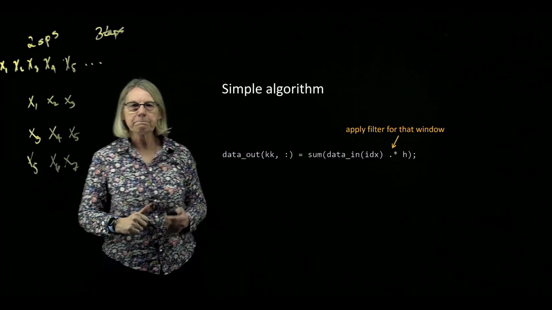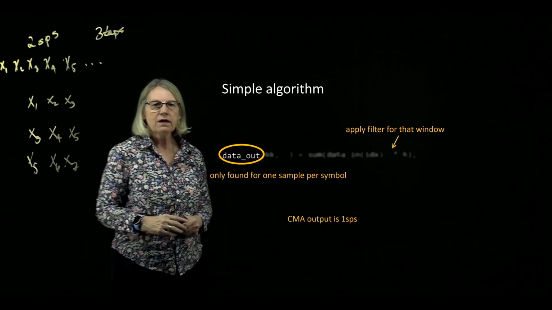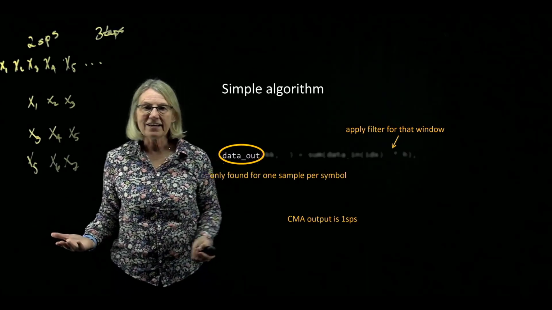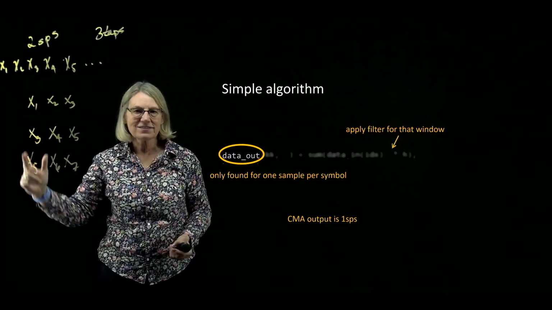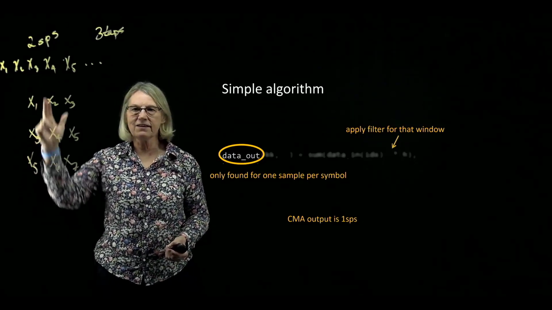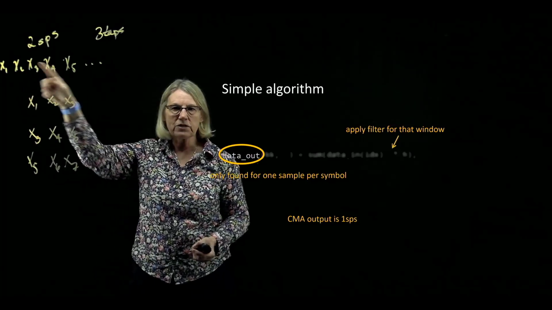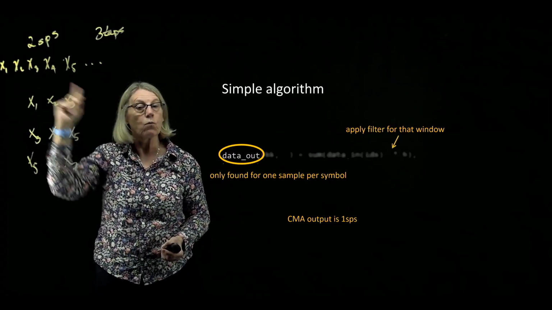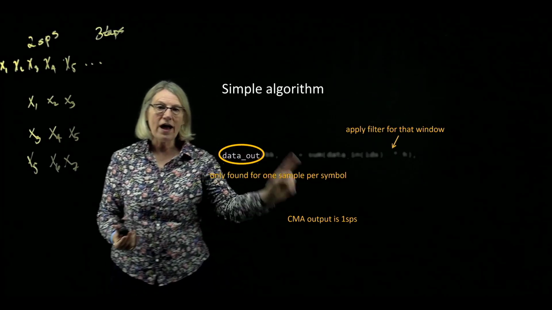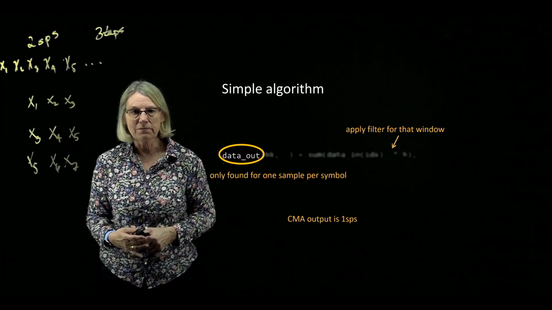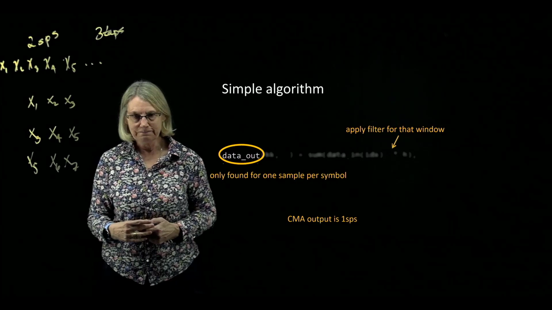There'll be 1 output, and this is only calculated 1 time per symbol. Even though I have 2 samples per symbol, I'm not doing a calculation for the sliding window that starts at x2. I'm only calculating it once per symbol. And that is why the output of the CMA algorithm is only 1 sample per symbol.